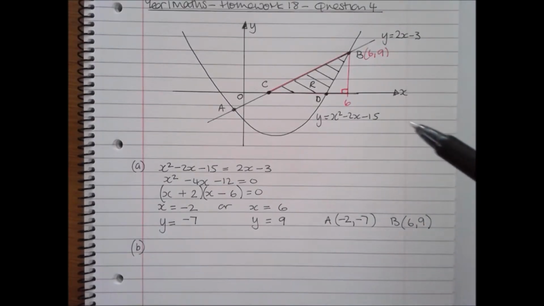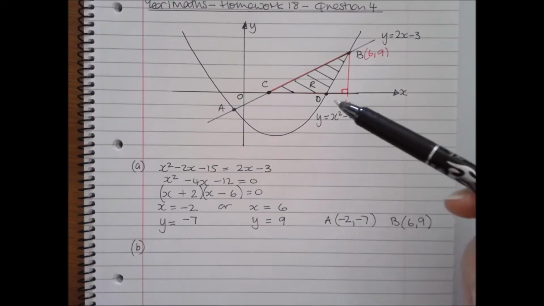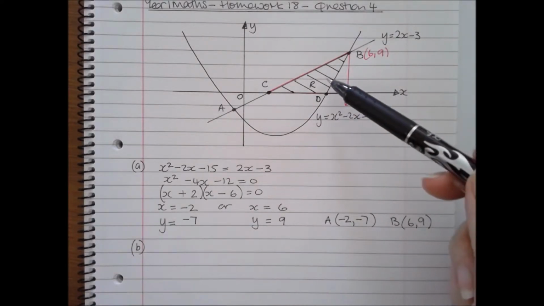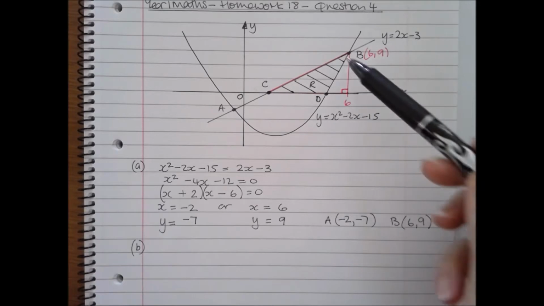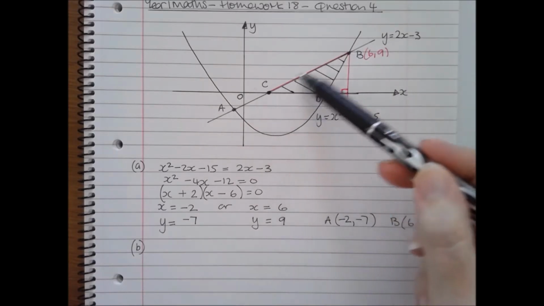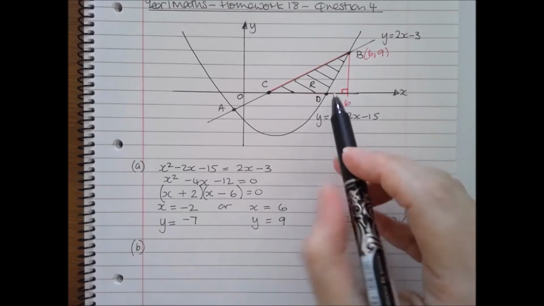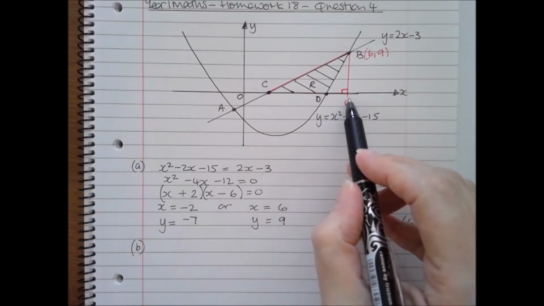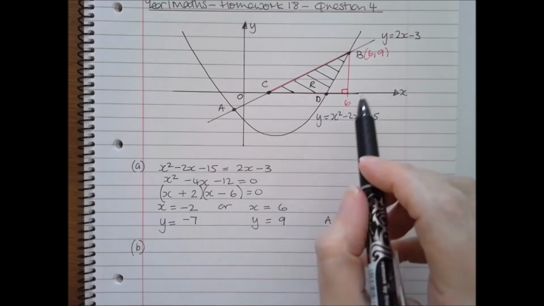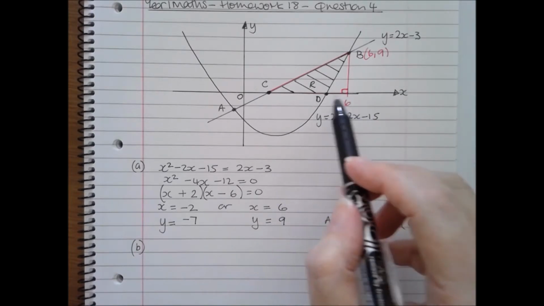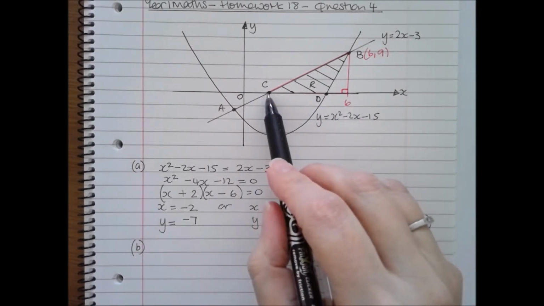Part B asks us to find this shaded area. So in order to do this, what we're going to need to do is find the area of this red triangle and then take away this bit here, which is the area under the curve between the limits of D and 6.